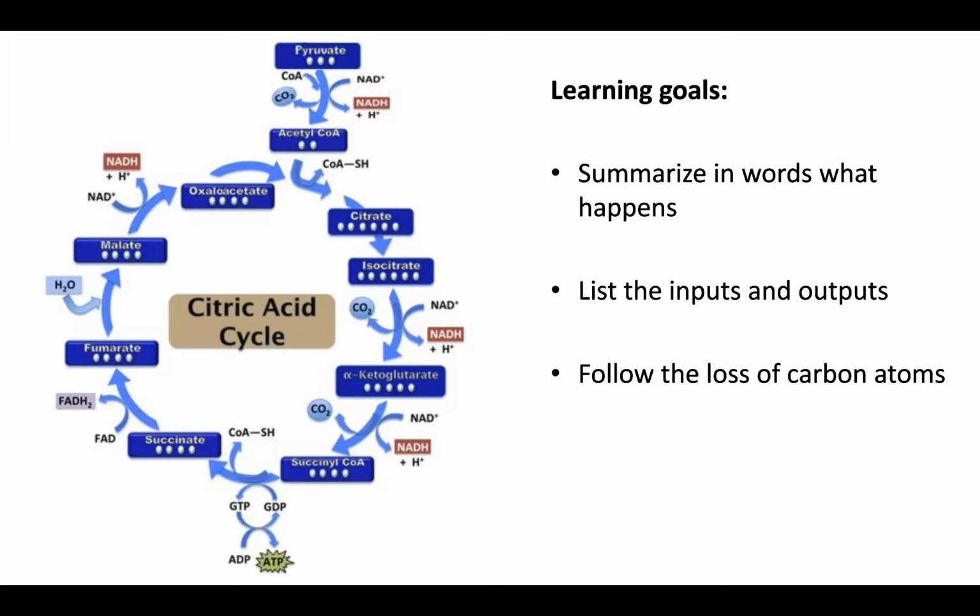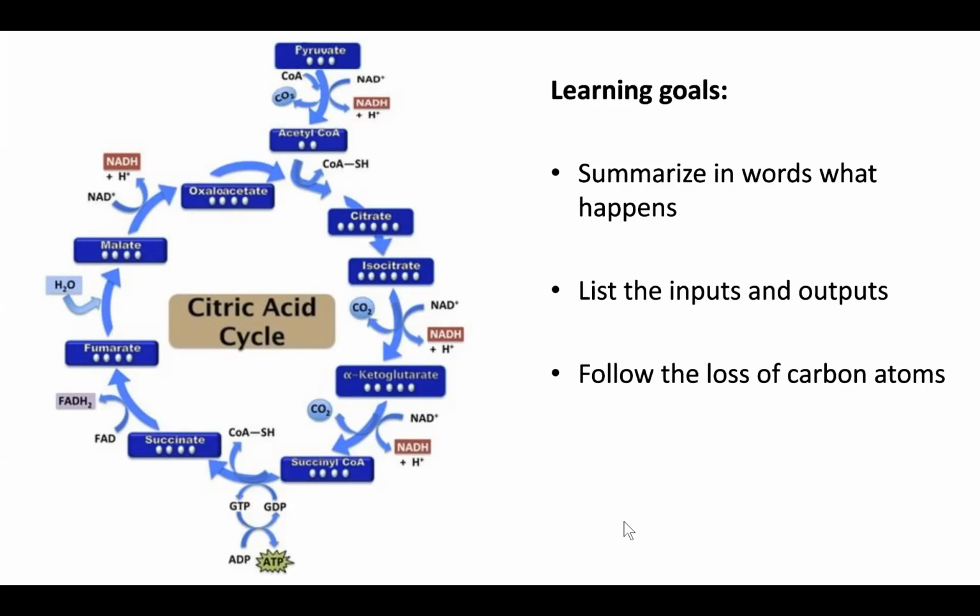The inputs are pyruvate, acetyl-CoA, water. And the outputs are your full taxis. So you get 6 NADH from the citric acid cycle. You probably only see 3 there, but remember you made 2 pyruvates. So each citric acid cycle happens twice for every glucose you ate. You're going to get 4 CO2 molecules, 2 ATP molecules, and 2 FADH2 molecules. And we follow the loss of carbons.